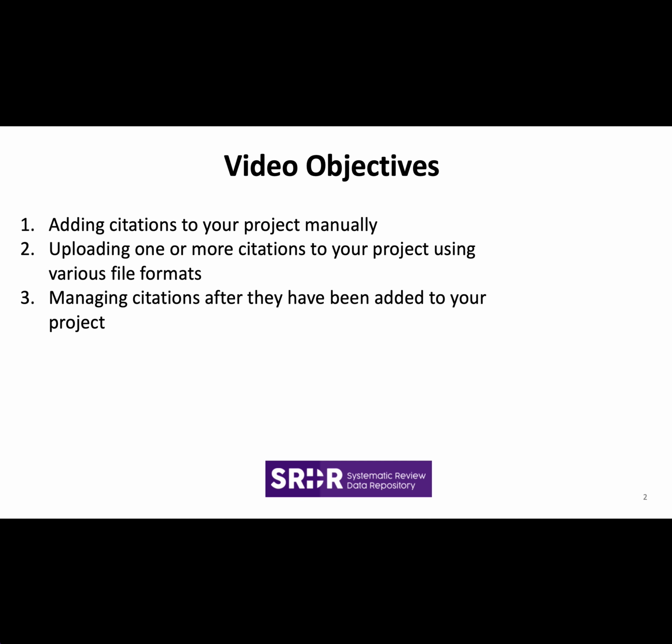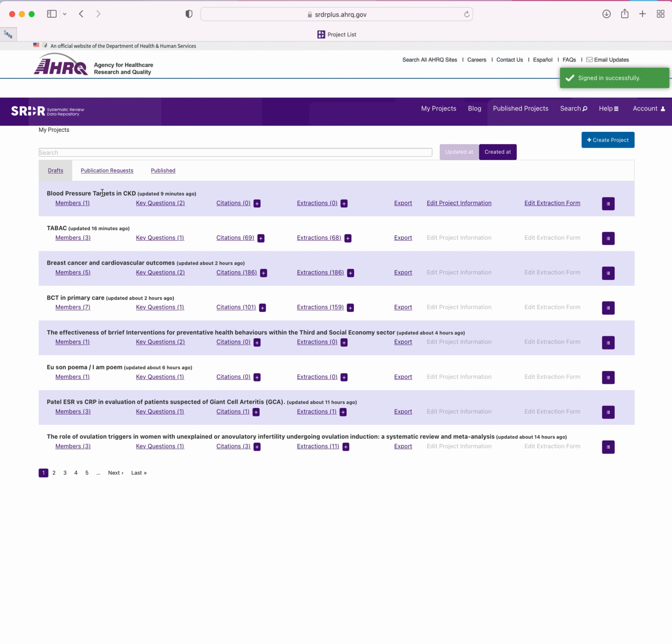First, we will log into SRDR Plus using our SRDR Plus username and password. Remember, after logging into SRDR Plus, you will automatically be forwarded to the My Projects page. Next, on the My Projects page, either search for or navigate to your project. Then, under the title of the project, click on the Citations link. This will take you to your project citations page.